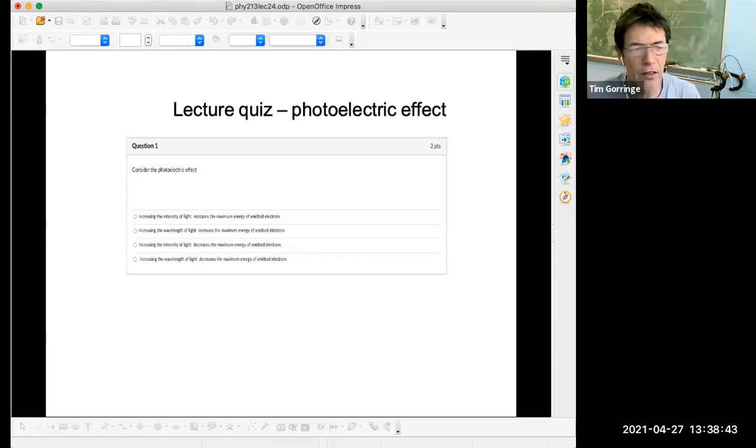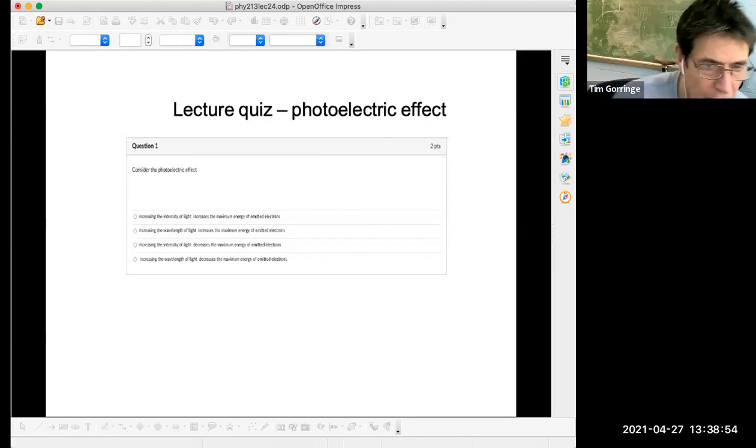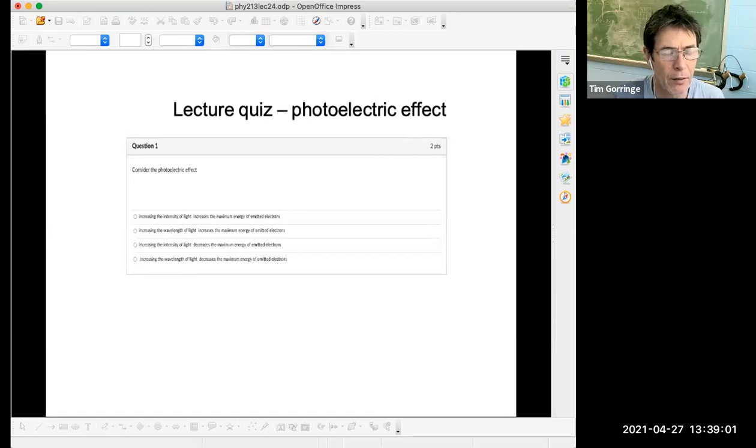Okay, I'll go ahead and answer the quiz. So first of all, the intensity of the light does not affect the energy of the emitted electrons. It could be dim light, it could be bright light. It's not going to affect the energy of the emitted electrons. It might affect the number of them. Brighter light, more electrons get out. Dim light, fewer electrons get out. But it doesn't affect their energies. It's the frequency and the wavelength, the color, that affect the energy of the electrons. If you increase the wavelength, you're decreasing the frequency. That means you're decreasing the photon energies, which means you're decreasing the electron energies. So that's the correct answer.